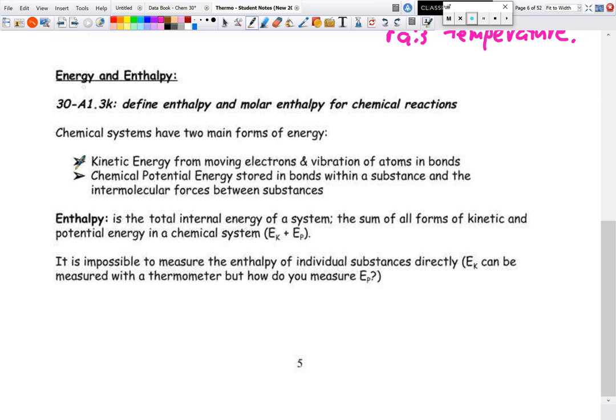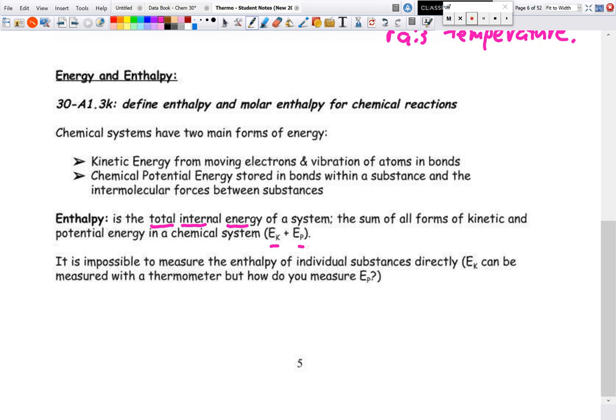Now just remember that the kinetic energy from molecules comes from the moving of the electrons, the vibrations of atoms within the bond, and generally how they're moving. Whereas the chemical potential energy is the energy stored within the bonds within a substance, and even the intermolecular forces between substances, because that is still a chemical bond. Now, enthalpy is the total internal energy of a system.